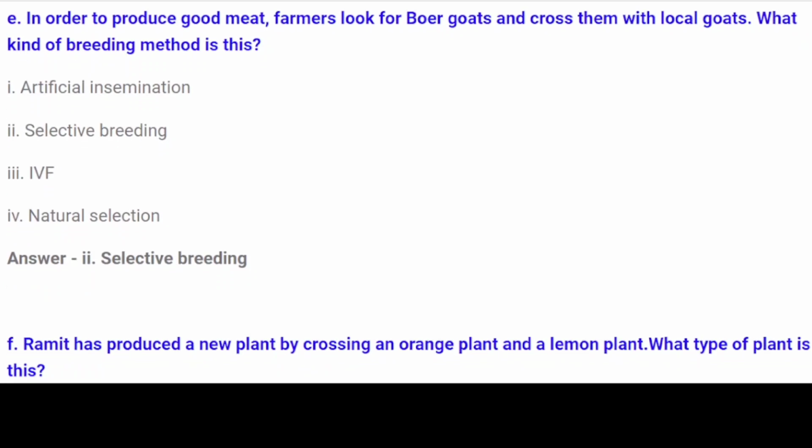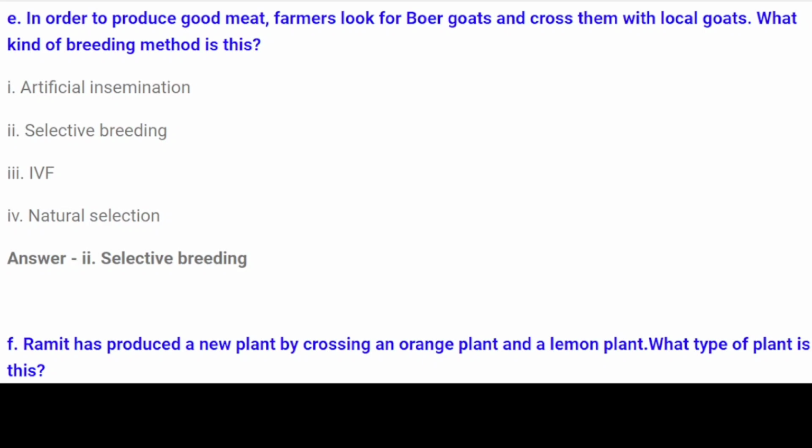E. In order to produce good meat, farmers look for Boer goats and cross them with local goats. What kind of breeding method is this? 1. Artificial insemination. 2. Selective breeding. 3. IVF. 4. Natural selection. Answer: 2. Selective breeding.